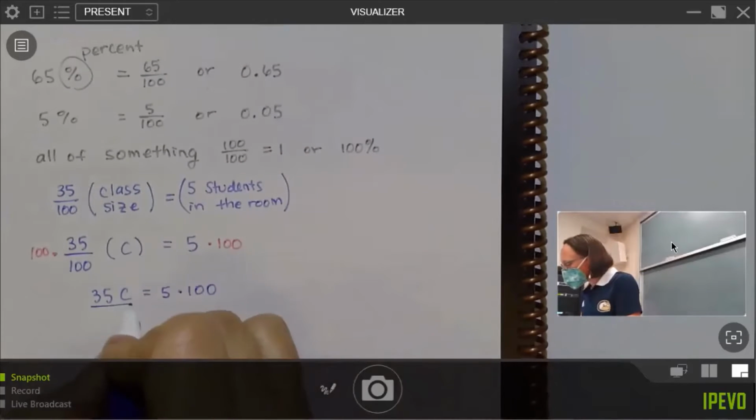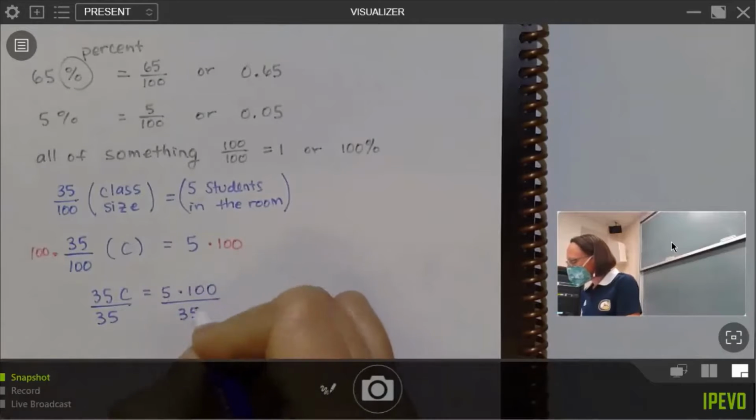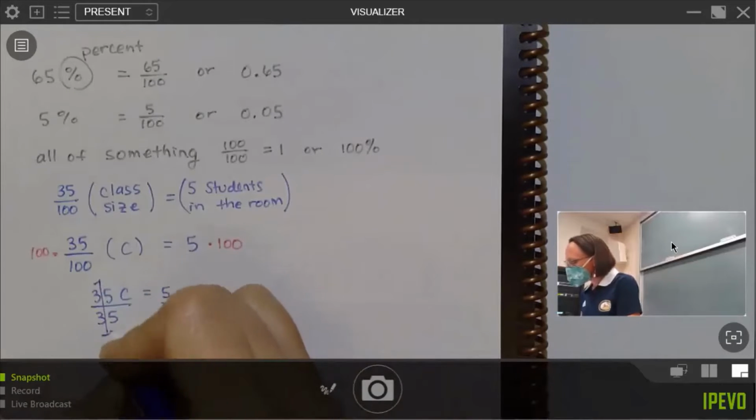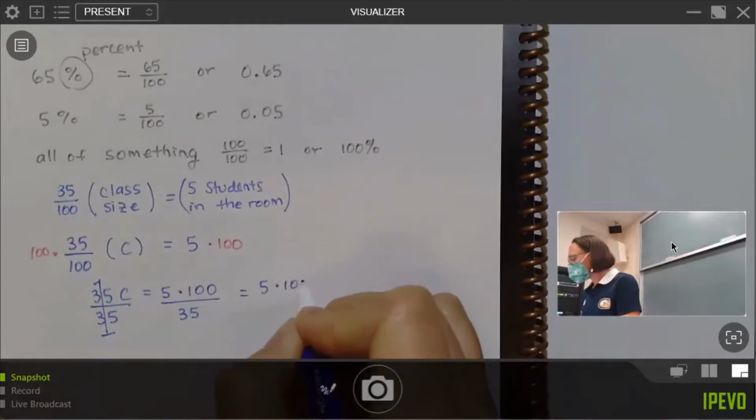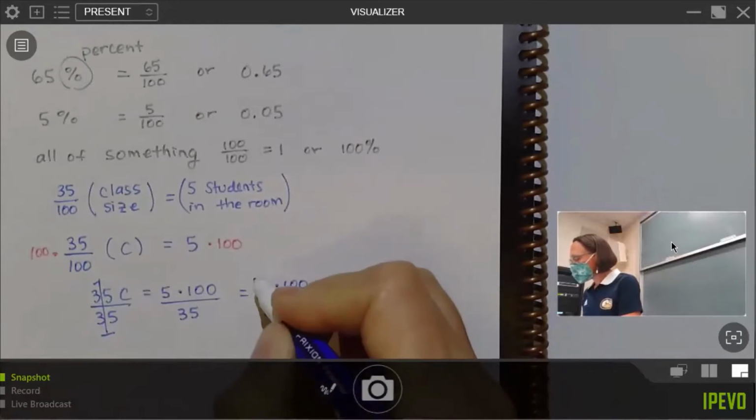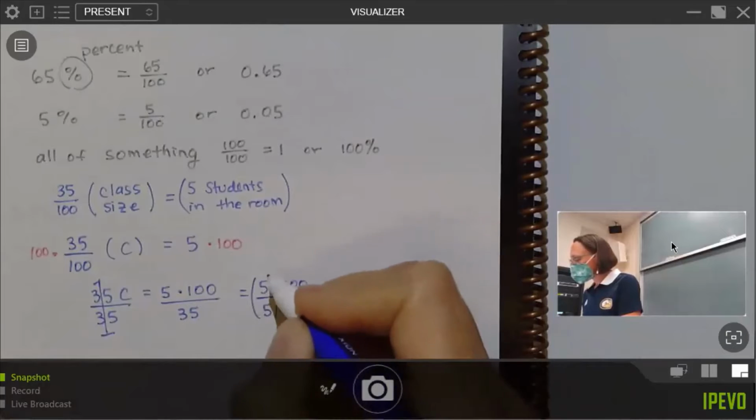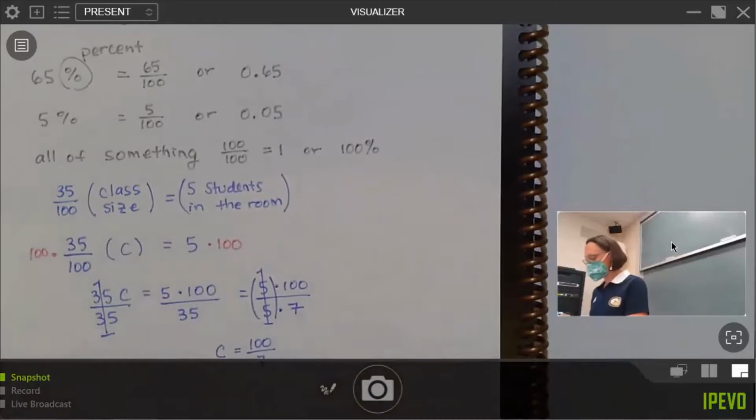So if I divide both sides by 35, over here it's my C, but over here I think about that as 5 times 100 and then 35 as being 5 times 7. Then the 5 over 5 cancels out. And I would get that our class size is 100 divided by 7.